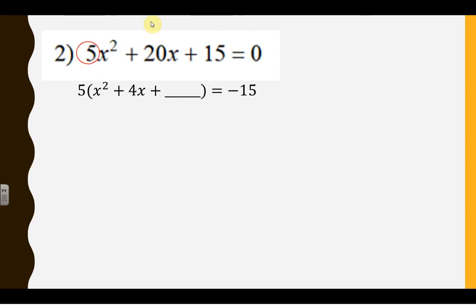So you first move your constant term over. I moved the positive 15 over by subtracting it, and then I took out the 5 from my first 2 terms. And that looks like that. We still have the blank here too. 4 divided by 2 is 2. 2 squared is 4.